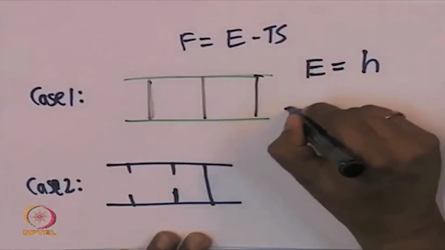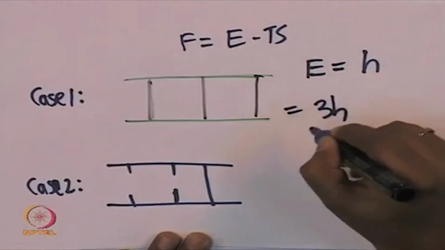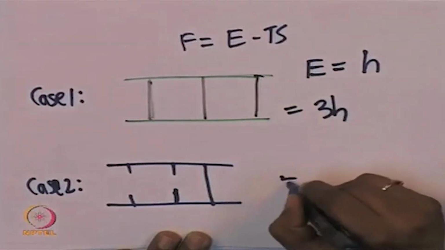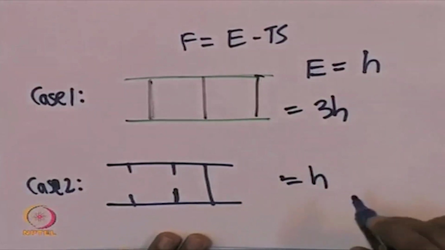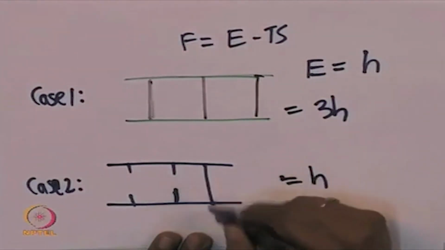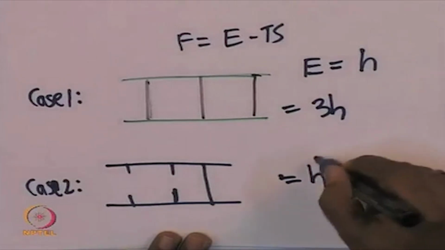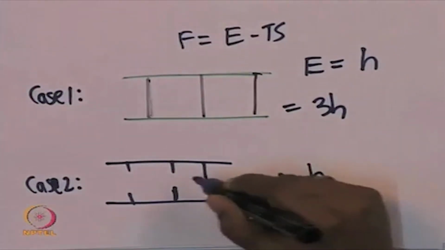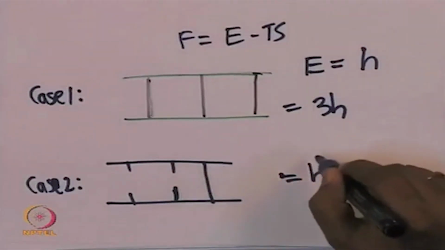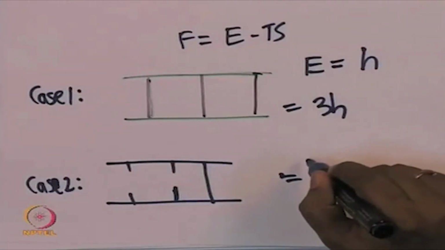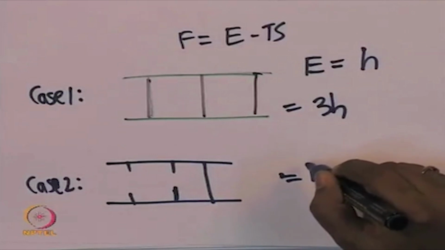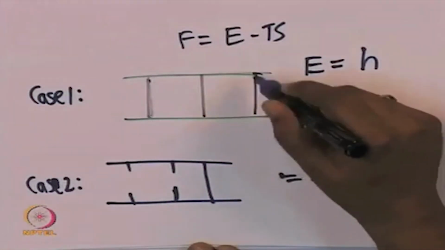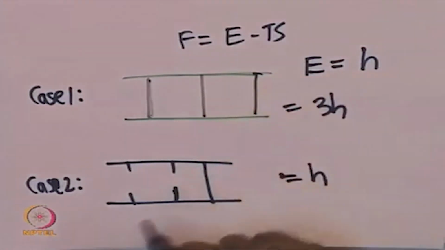So, this has an energy 3 H. This is an energy H, case 1, because there is only one bond here. So, let us call this an energy H. Energy H is the energy per base pair. If there is one base pair, that is the energy gain of H. You have to give. And if there are 3 base pairs, the energy is 3 H.